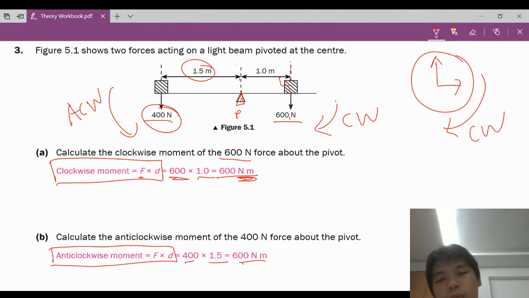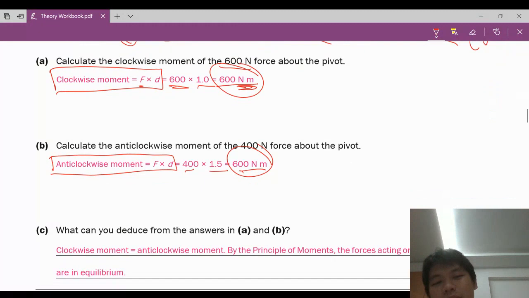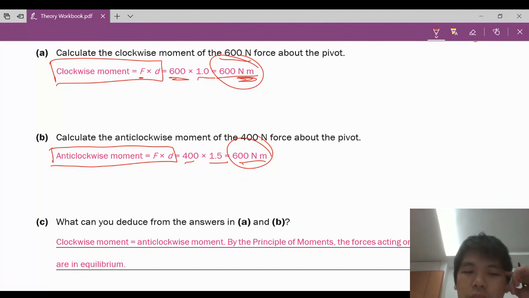So, 600 here, 600 here, clockwise, anti-clockwise. What does it mean? Yes, the clockwise equals the anti-clockwise. By the principle of moments, the forces acting on the beam are in equilibrium. What it's trying to say is that the principle of moments tells us that the clockwise moments equal the anti-clockwise moments about the same pivot.